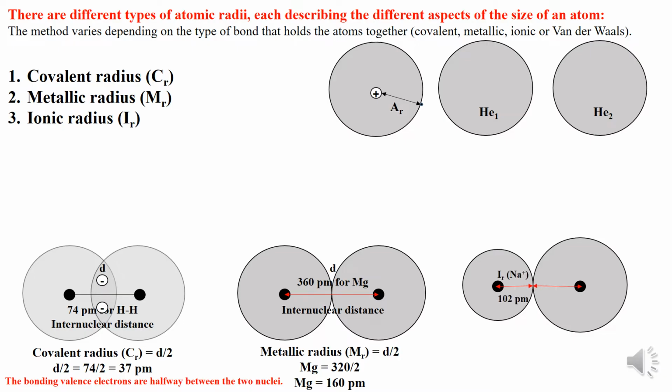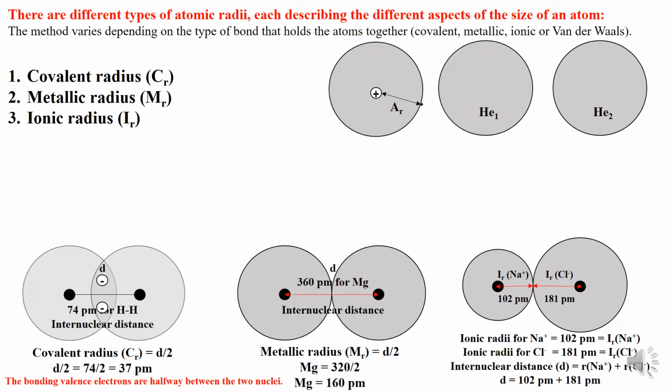So the ionic radius of the cation is always smaller than the ionic radius of the anion. The ionic radius of the sodium ion is 102 picometers, while the ionic radius of chloride is 181 picometers. So first you have to calculate the internuclear distance between the two ions and then calculate the ionic radius either for the cation or for the anion. So when you know the ionic radius for the cation, you can find the ionic radius for the anion. If you know the ionic radius for the anion, you can always calculate the ionic radius for the cation.